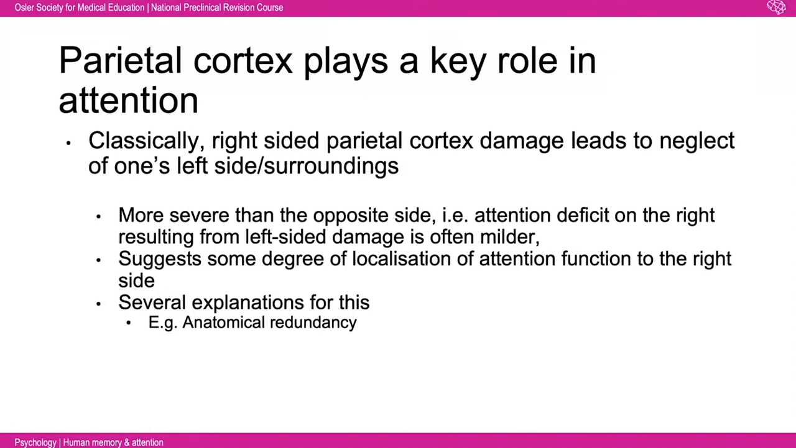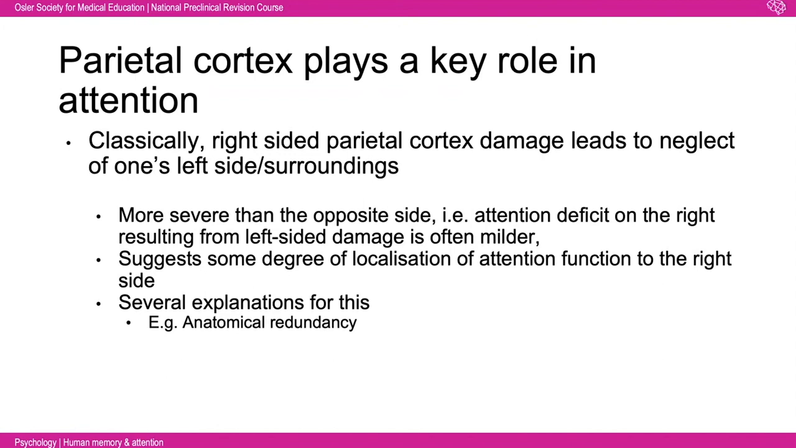So the first and probably the most important brain region to understand in terms of attention is the parietal cortex. And classically, it's your right-sided parietal cortex that's most essential to attention. Damage to your right-sided parietal cortex often leads to neglect of a person's left side. And as you know, the cortex typically represents the opposite side. The right side of your cortex represents your left, so damage to your right causes a deficit on your left.